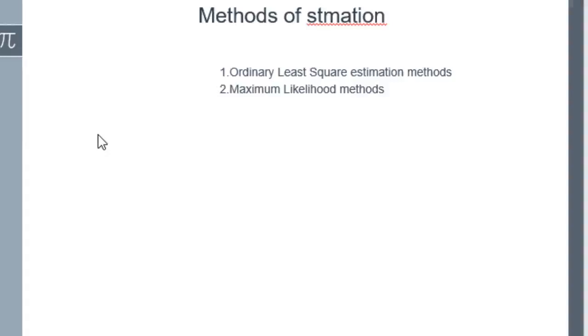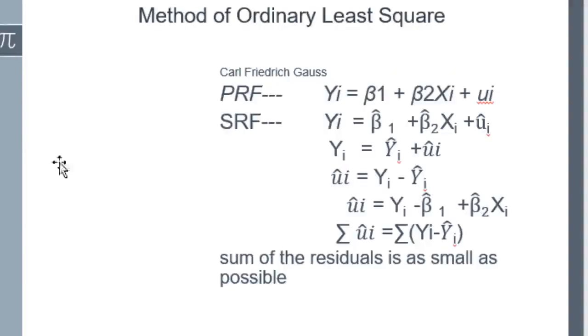Of these two methods, the method of OLS is used extensively in regression analysis. The reason is that it has certain mathematical properties and the method of estimation is simple also. The method of ordinary least square is attributed to Carl Friedrich Gauss. He was a German mathematician. It has certain statistical properties and therefore it is considered the most powerful and popular method of regression analysis.